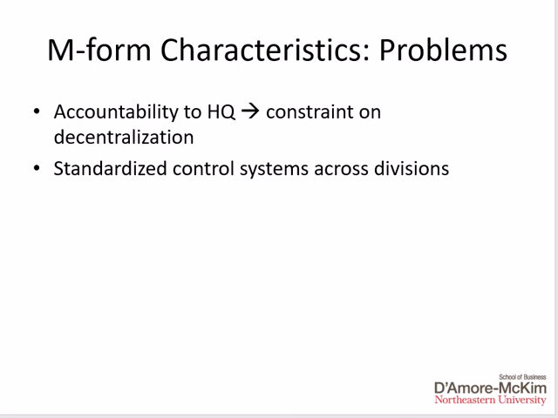However, there are some problems with this form. In particular, the headquarters can really constrain the business units depending on how much authority they give them. And so this is a constant tension.